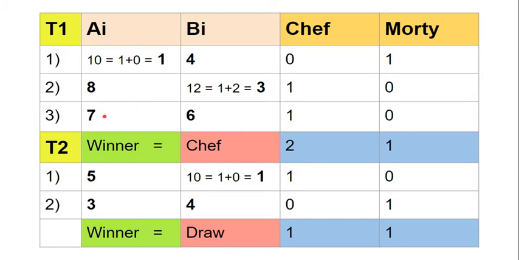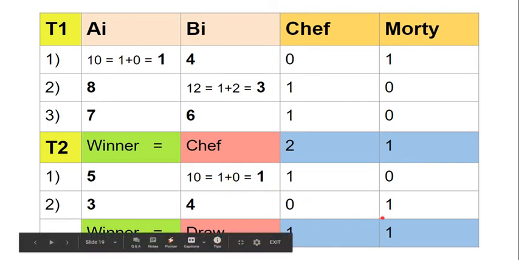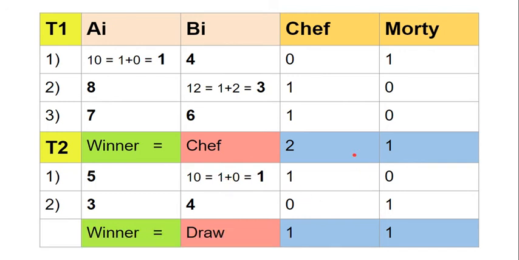Now we have 7 and 6. It's clear that 7 is greater, of course. So chef got 1 point and Morty is still at 0. Now we are going to add it. We have 2 points for chef and we have 1 point for Morty, right? So clearly the winner is chef. In the second case, we can clearly see that after evaluating, we get 1 point for both chef and Morty. So we can say that it's a draw, right?